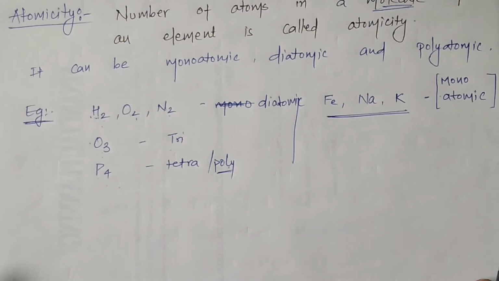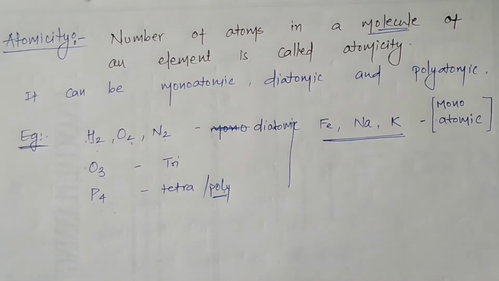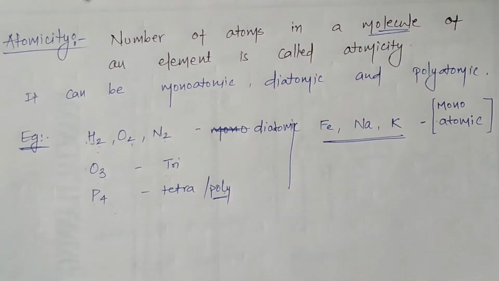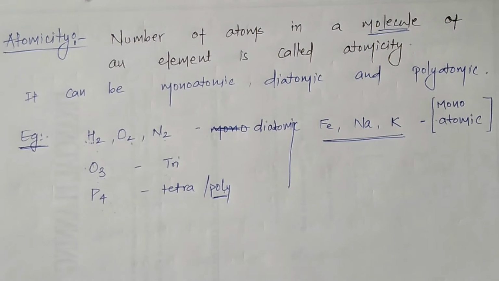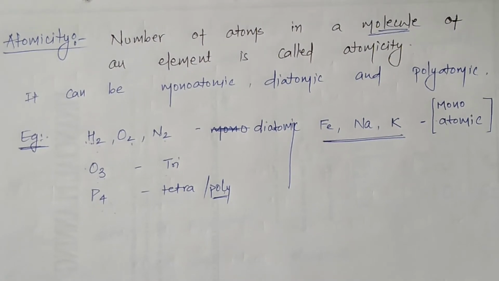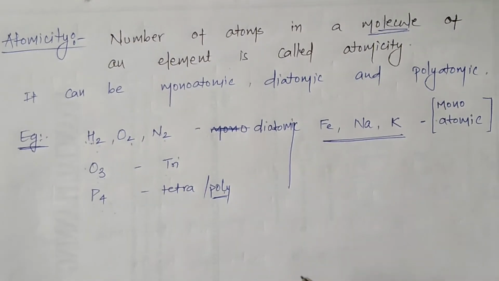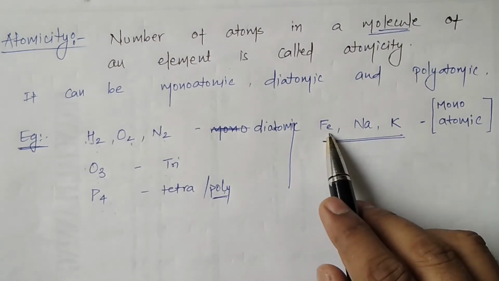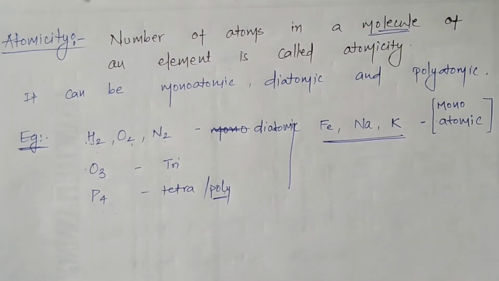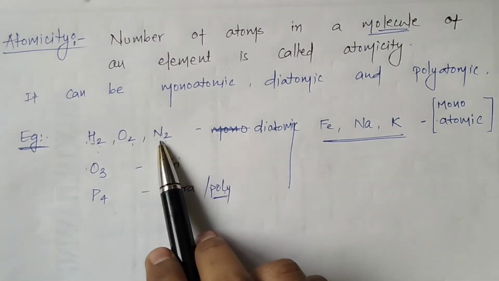Now we come to the next thing, atomicity. What is atomicity? Very simple. If asked, you can learn the definition, but it is a simple thing. If a molecule is there, the number of atoms contained by that molecule is called the atomicity. Hydrogen is a molecule. How many atoms are there? 2. Atomicity 2. Oxygen, how many atoms? 2. Atomicity 2. Nitrogen, how many atoms? 2. Atomicity 2, so it is diatomic. Similarly, sodium, iron, etc. are monoatomic. Fe, Na, K are monoatomic. They reside in their own atomic state.